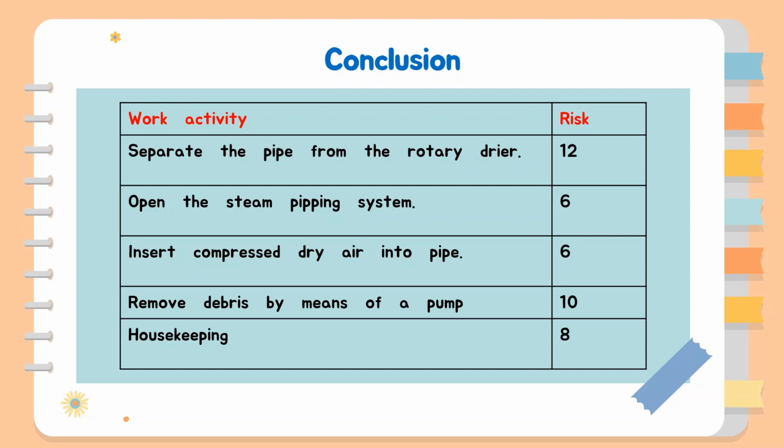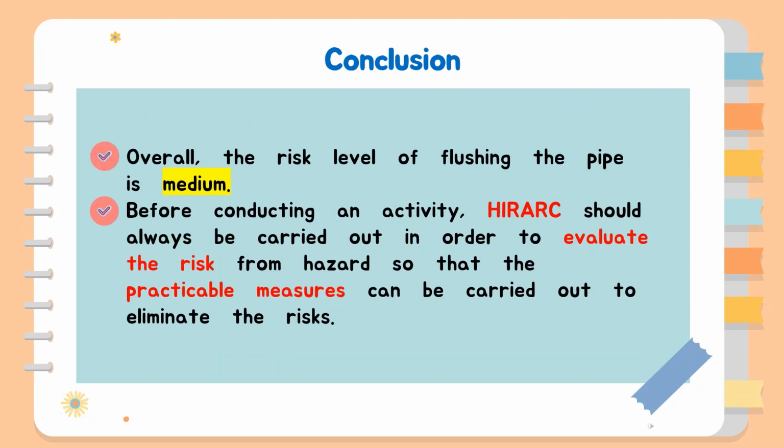As a conclusion, the work activity of separating the pipe from the rotary dryer obtains the highest risk, which is 12, followed by removing debris by means of a pump, which is 10, and the third highest risk, which is housekeeping, with a risk of 8. Lastly, opening the steam piping system and inserting compressed dry air into the pipe each obtain a risk of 6. Overall, the risk level of flushing the pipe is medium.